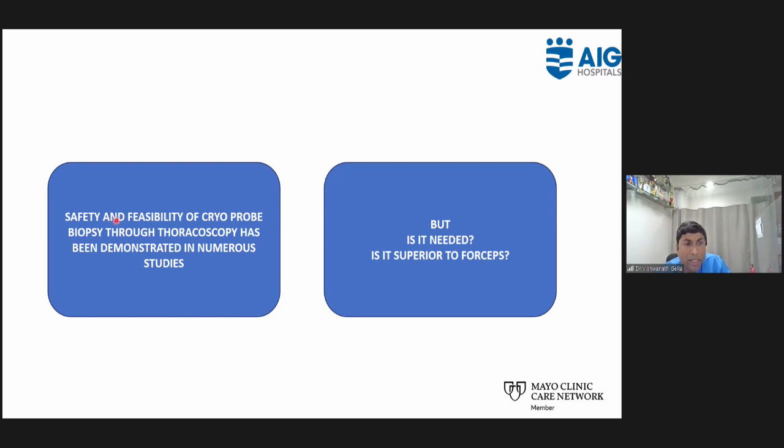So we have now seen that the safety and feasibility of cryoprobe through the thoracoscopes, especially the semi-rigid thoracoscopy, has been demonstrated in numerous studies. But the big question which has to be answered is: is it needed in every patient undergoing semi-rigid thoracoscopy, and is it superior to forceps? Because it's going to add cost to our procedure. Cryoprobes are costly, and you need to have a maintenance cost for the cylinder and the cryo generator servicing, and all this adds to the cost of the procedure.